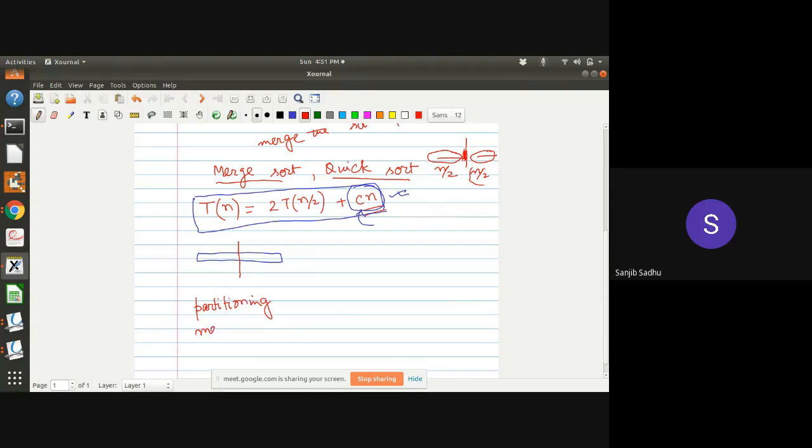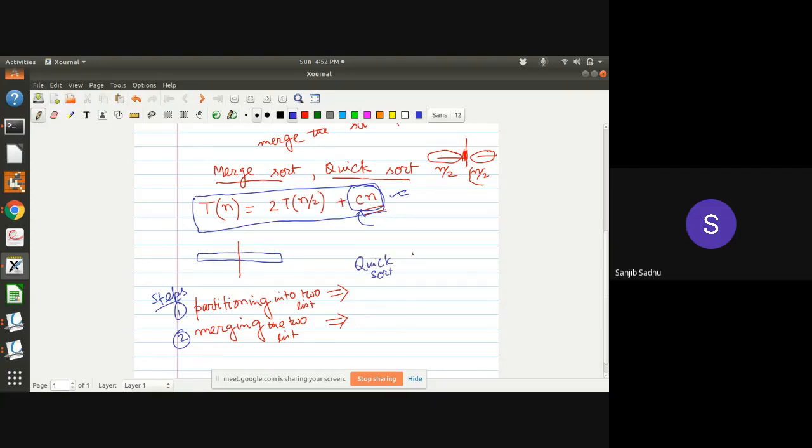So merging, this is not merge sort, I am telling merging the two lists. This is one step, and partitioning into two lists is another step. These are the two steps in merge sort as well as quick sort. In quick sort also we are doing the same thing, partitioning the list into two parts and then finally merging. Now, quick sort.